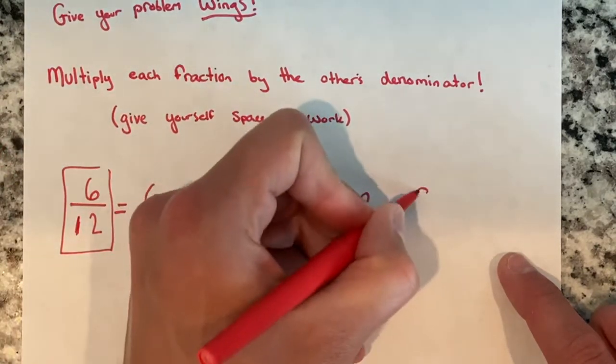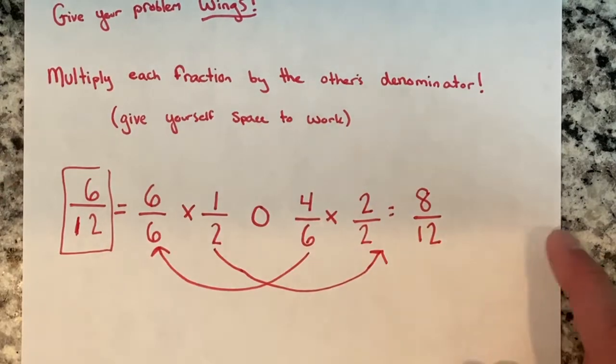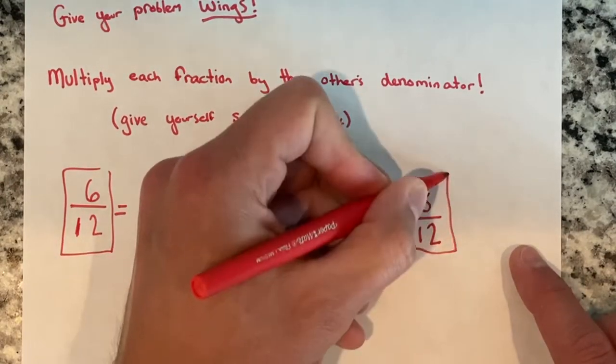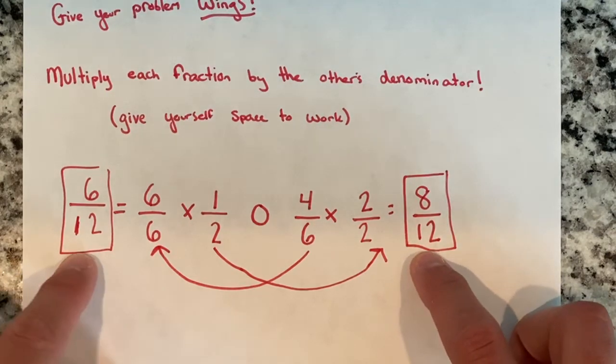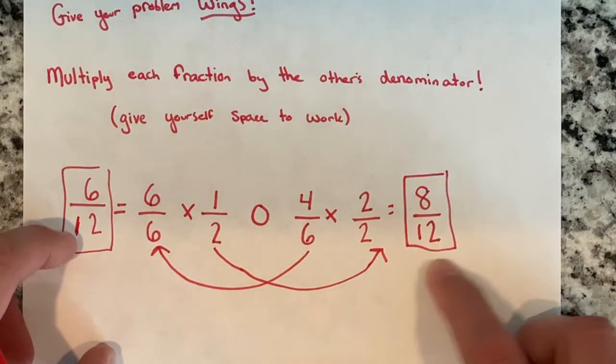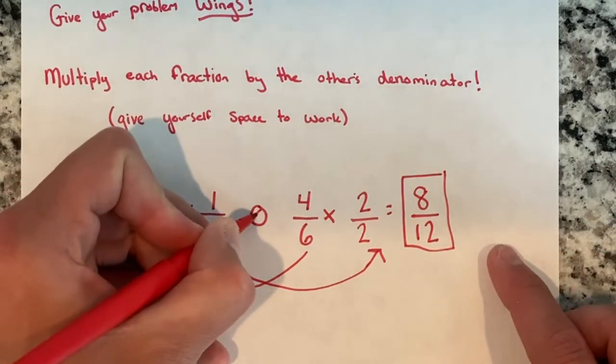4 times 2 is 8. 6 times 2 is 12. My denominators are officially equal with 12ths, and now I take a look at my final piece here. Which is greater, 6 of the 12 or 8 of the 12? Well, obviously 8/12 is larger.